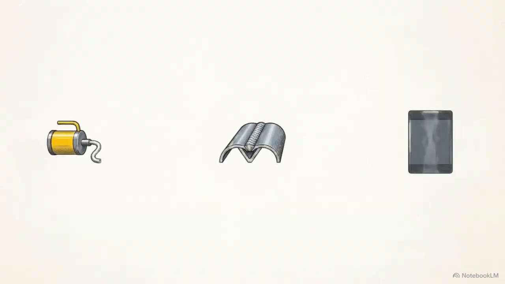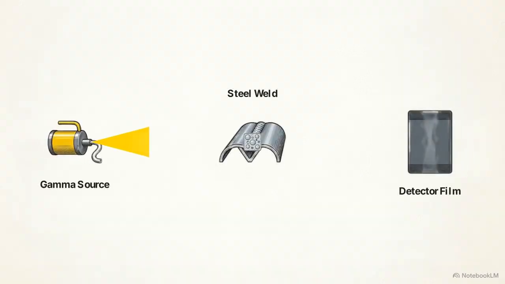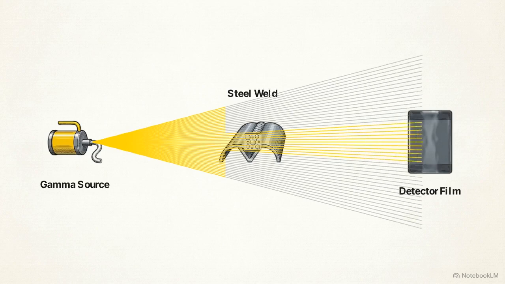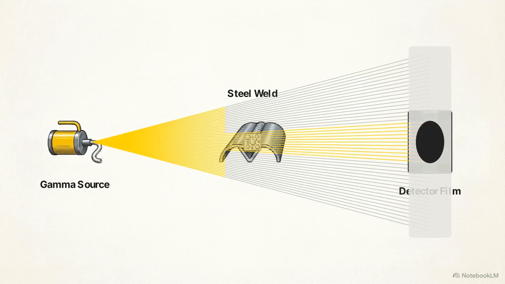This diagram shows the mechanics of RT. Gamma rays are fired through the pipe. Because internal voids and cracks are less dense than solid steel, they absorb less radiation. This casts darker shadows onto a piece of photographic film placed on the opposite side.